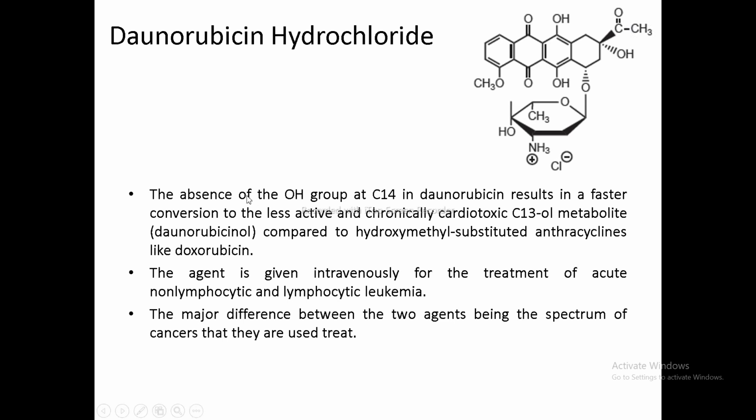So the absence of the hydroxy group at C14. So this one is the 13th carbon, and this one is the 14th carbon. So there is no hydroxy group at the 14th carbon, and hence the absence of the hydroxy group at C14 in daunorubicin results in a faster conversion to the less active metabolite, that is daunorubicinol.